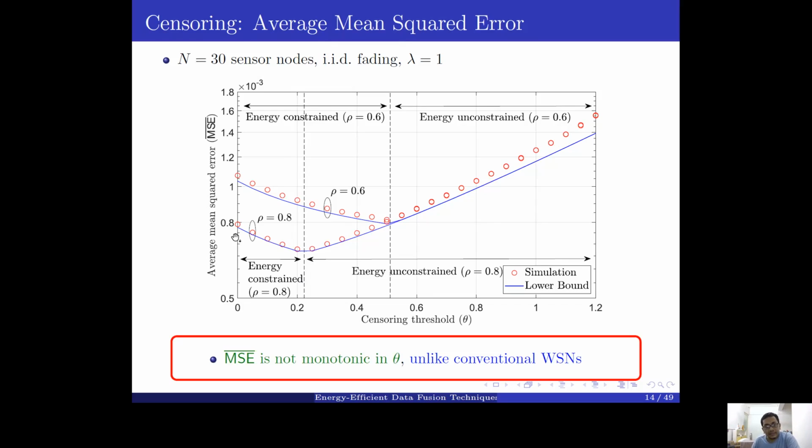A similar behavior is seen when rho equals 0.8 also. Interestingly, and as expected, a higher value of rho means that you will obtain a lower MSE bar. The key takeaway from this slide is that the behavior of average mean square error MSE bar is not monotonic in the censoring threshold theta, unlike conventional wireless sensor networks.